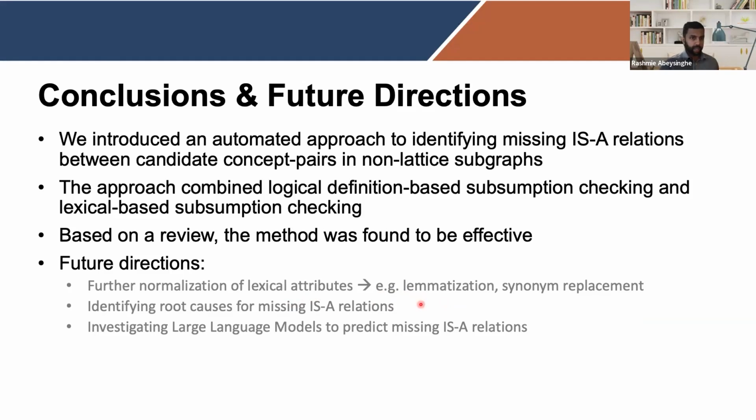Or maybe even there might be intermediate concepts among these two concept pairs that we suggested missing is-a relations between. So the fixes might be complex, and we would like to investigate further into root causes that cause these missing is-a relations. And also, large language models are very hot right now, and we would like to see whether they could be leveraged to predict missing is-a relations, which would be a nice contribution as well.